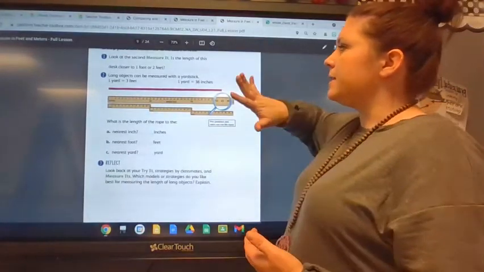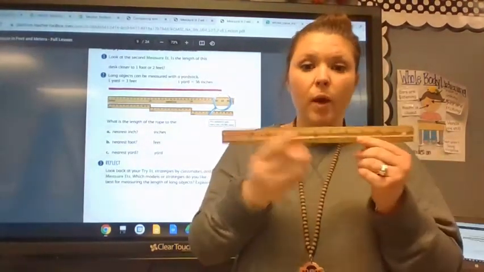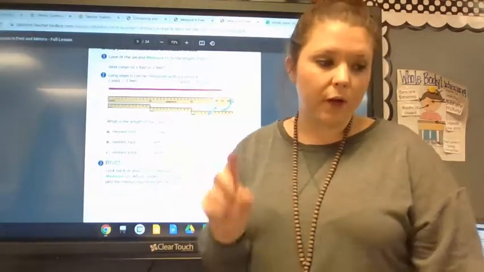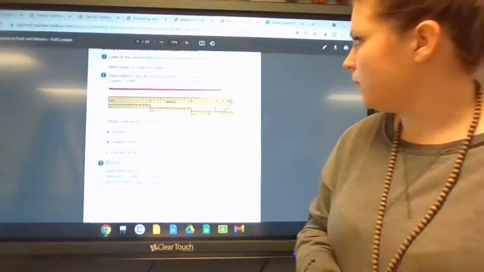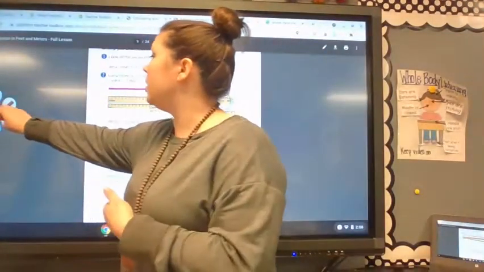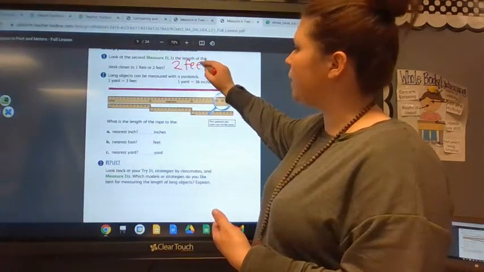We know that the desk is closer to 1 foot or 2 feet. Remember, 12 inches is 1 foot. So was the desk closer to 1 foot or 2 feet? It was closer to 2 feet. It was over 1 foot. So we had to use that second ruler.